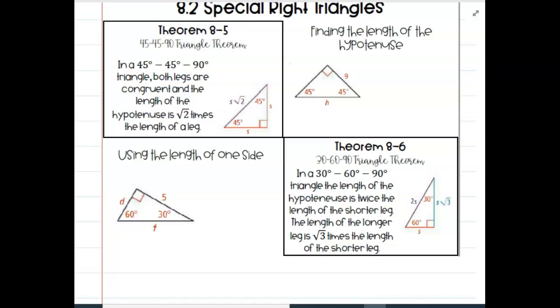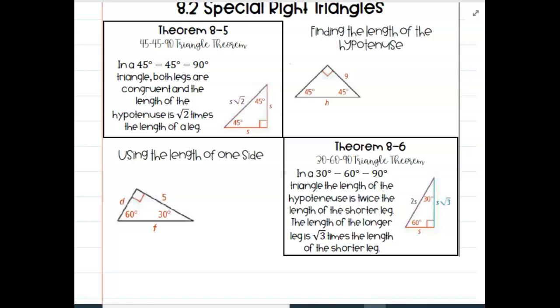Both of them, obviously they're right triangles, both have a 90-degree angle. The first one is the 45, 45, 90 triangle theorem. It means you have your 90-degree angle, and the other two angles are both 45 degrees. So they are congruent, which means, what kind of triangle would this be other than a right triangle? It would be an isosceles triangle, and you can kind of see that a little bit off of the picture.